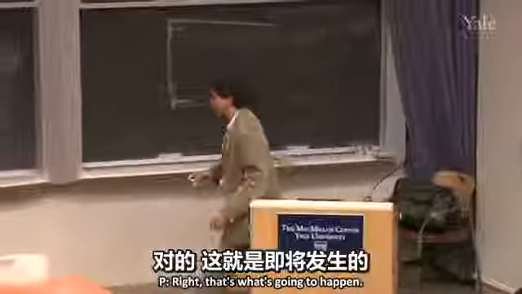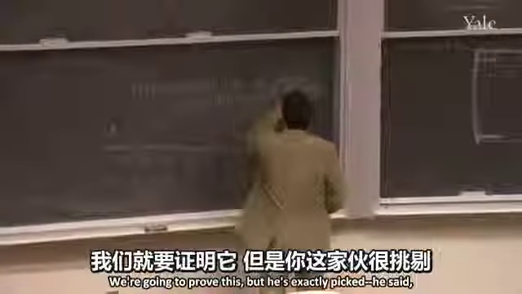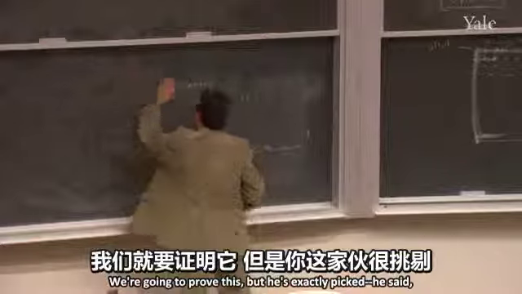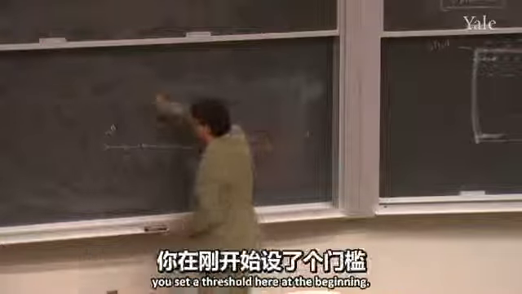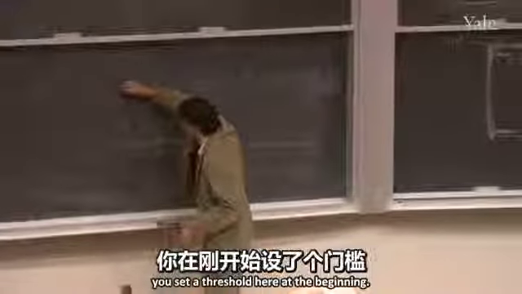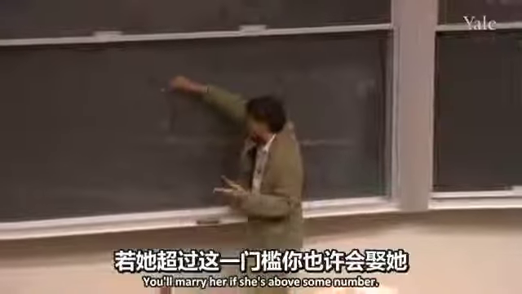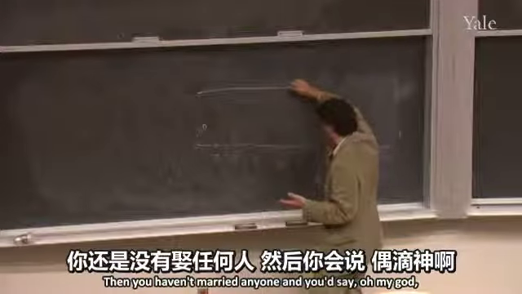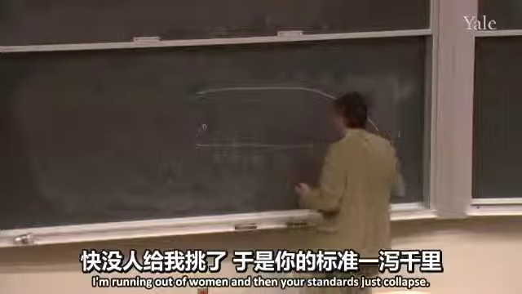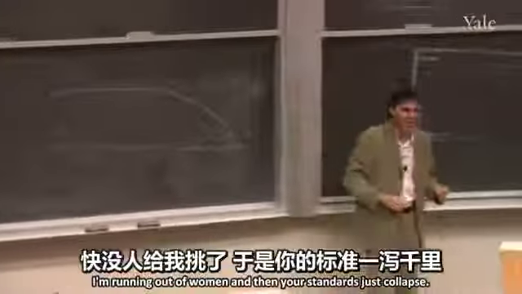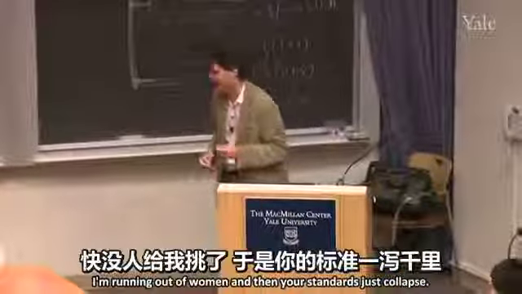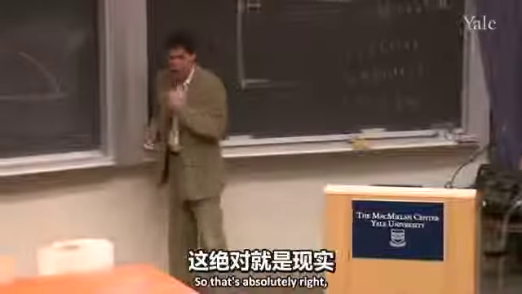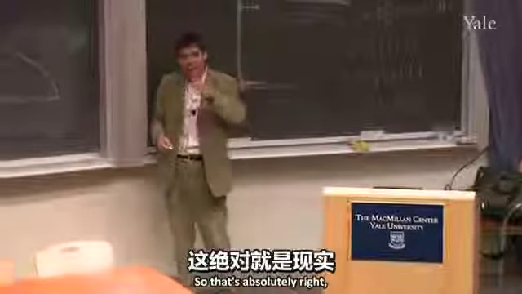Right. That is what's going to happen. We're going to prove this, but he's exactly picked. He said, you set a threshold here at the beginning. You'll marry her if she's above some number. You keep to that threshold for a while. Then you haven't married anyone. You say, oh my God, I'm running out of women. And then your standards just collapse. Okay, so desperation sets in. That's absolutely right.